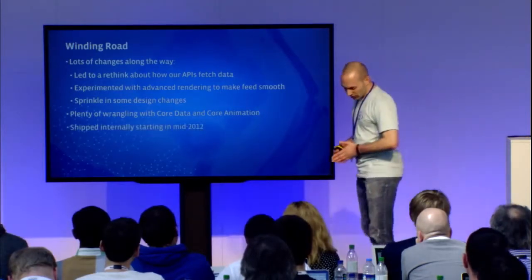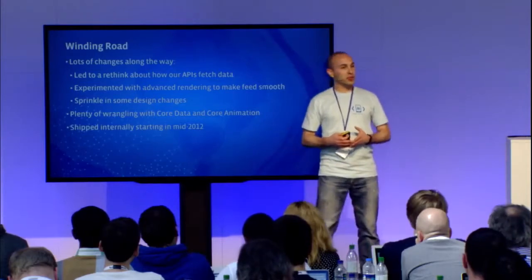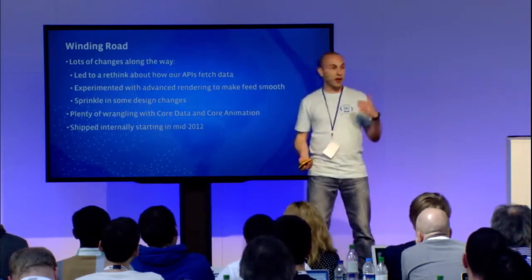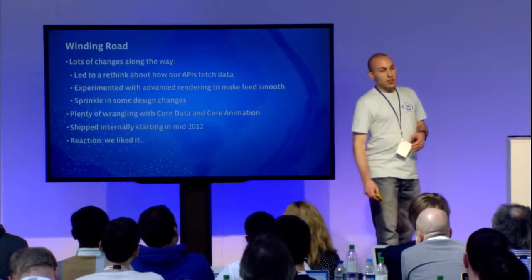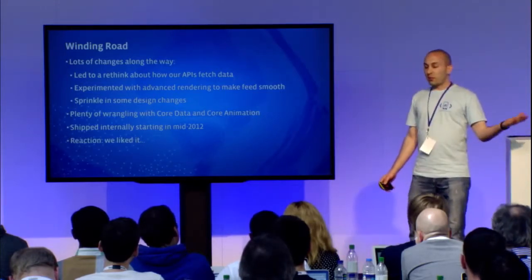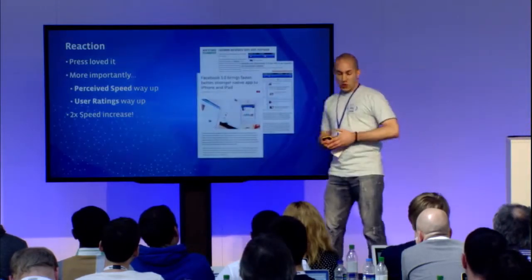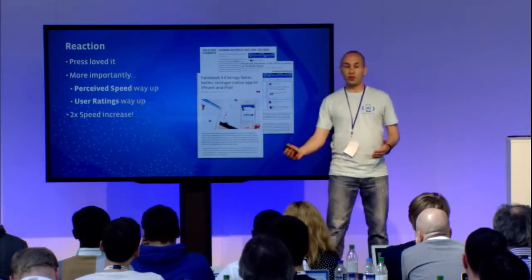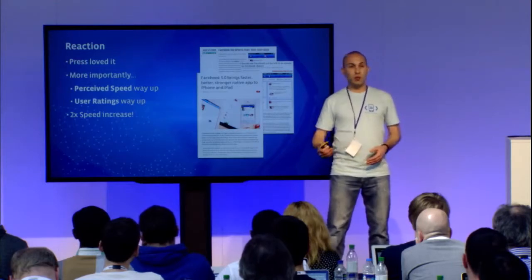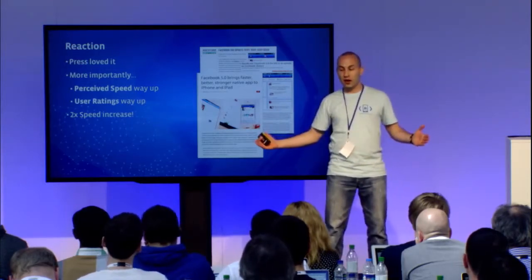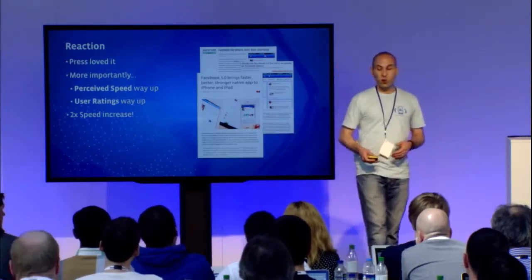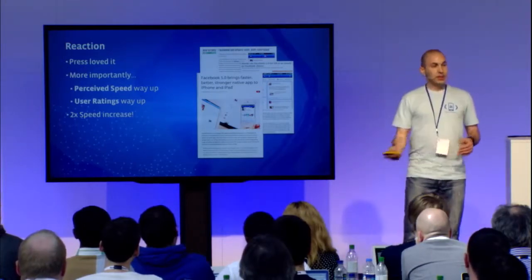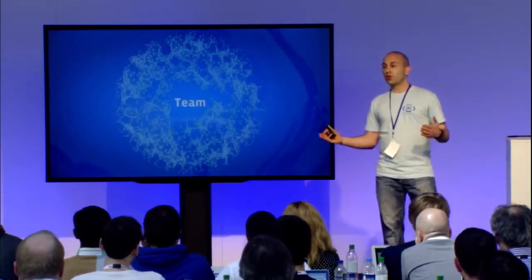So we shipped the app internally to our employees in mid-2012, and our employees liked it, and we decided it was time to get this out the door. So we sent it out to the public in August, and the reaction was very positive. The press loved it, but more importantly, our users loved it. We had about a two times perceived speed increase across the entire app, and our user ratings went way up. So we achieved the goals that we set out for. But now we had to figure out, how do we make this work across the whole company?